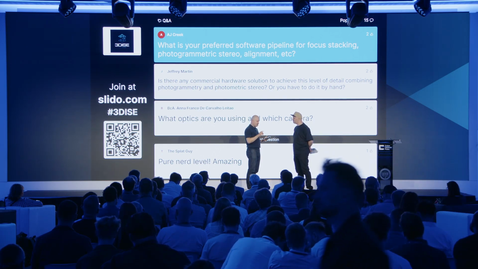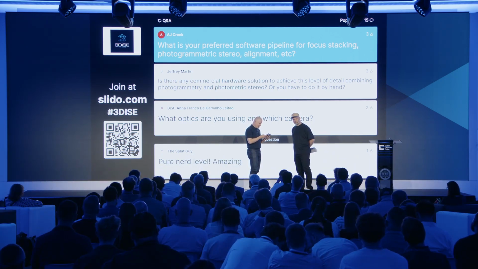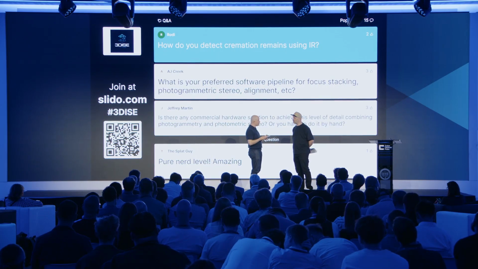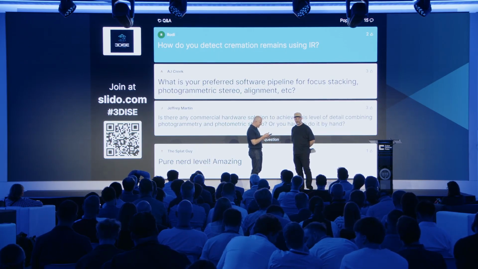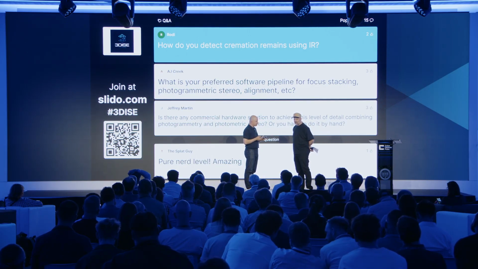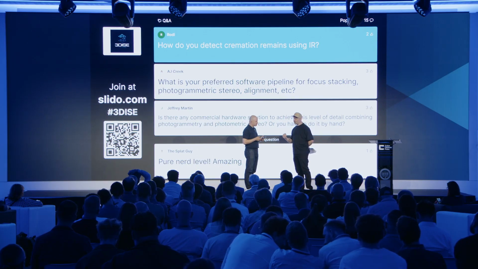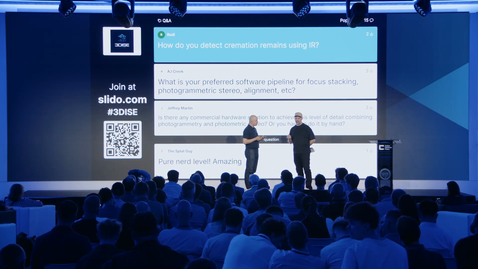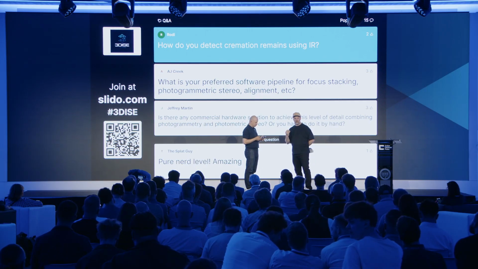There's one interesting one still I would like to take. You were talking about cremation remains over there. So how do you detect these cremation remains using IR? The cremation remains are like charcoal, as we call it in Dutch. But it's getting black, so it absorbs all the light, and that's why you can see the black dots.